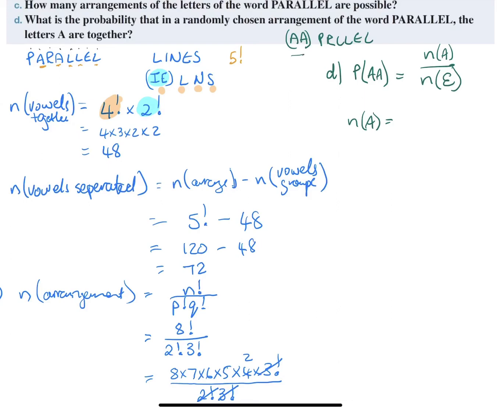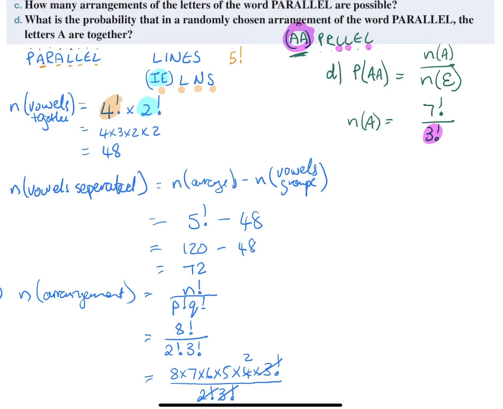So I have 1, 2, 3, 4, 5, 6, 7. So it's 7 factorial. Oh, this is just one group. Remember, this is one group. So it's 7 factorial, and there are 3 L's that repeat themselves, so it's divided by 3 factorial. The 3 factorial here comes from the fact that they are there. So that's the number of ways that I can have the A's together.